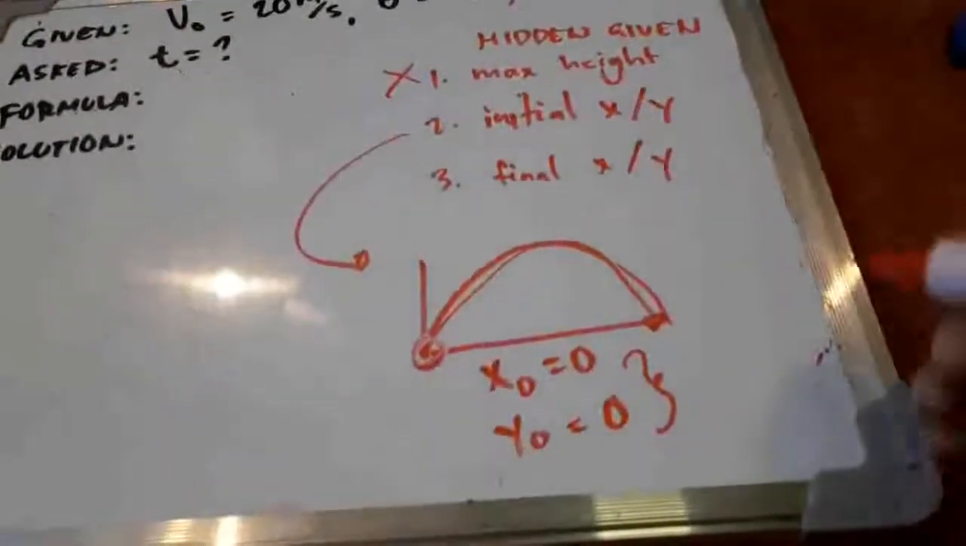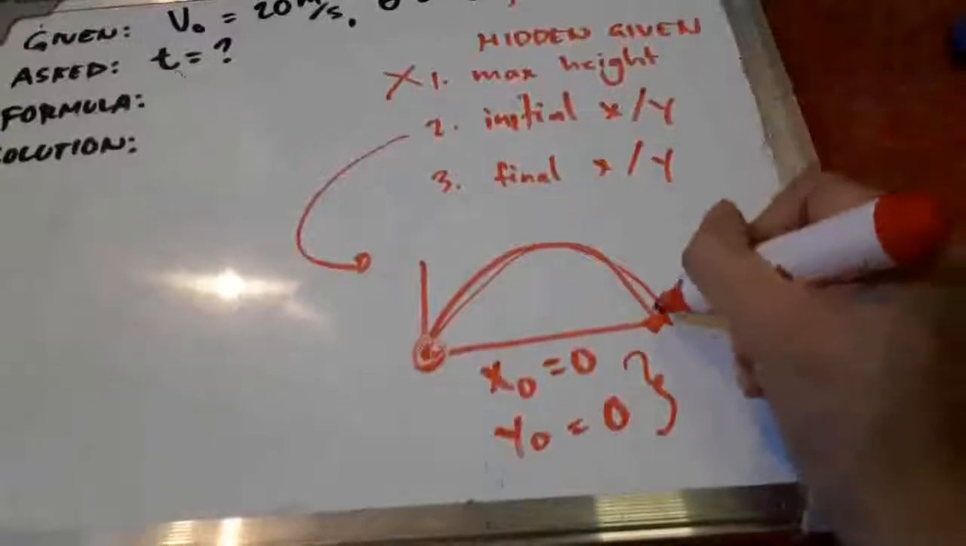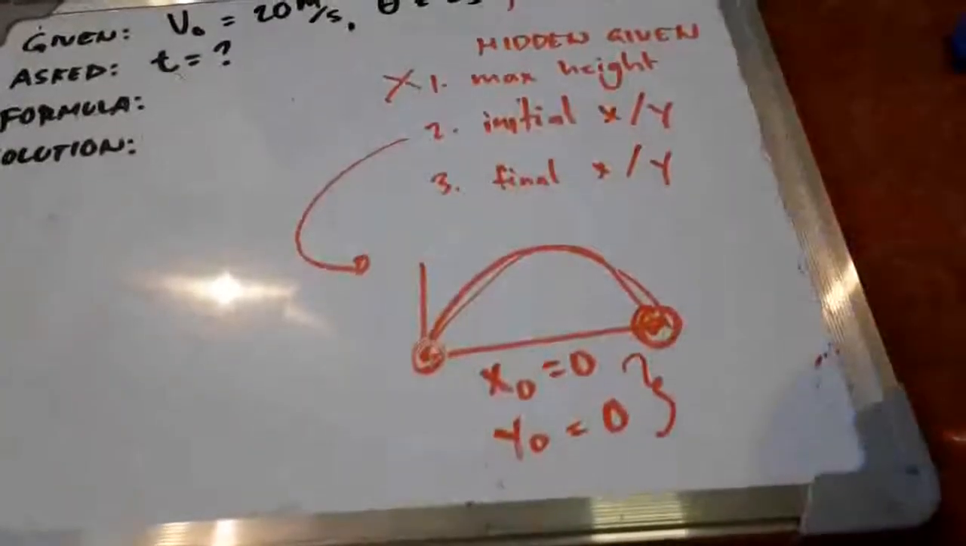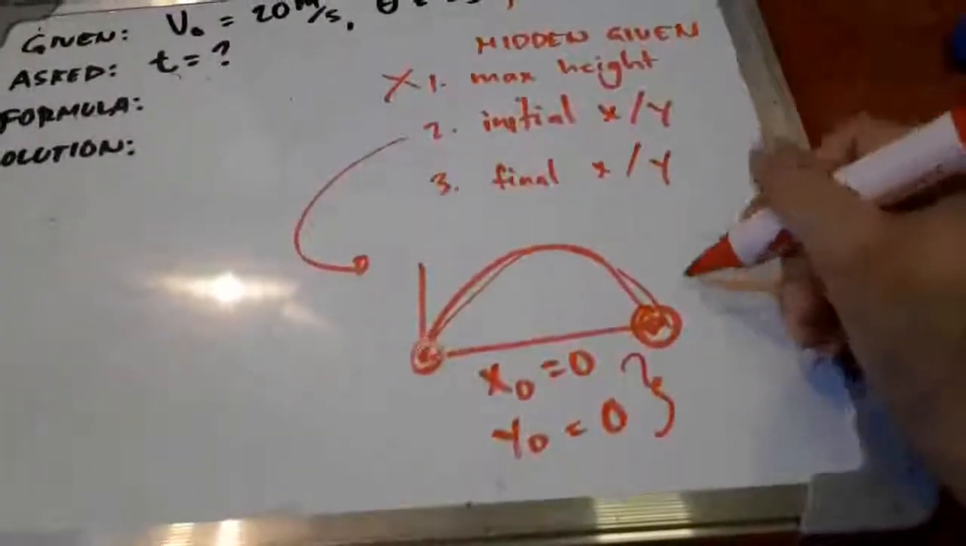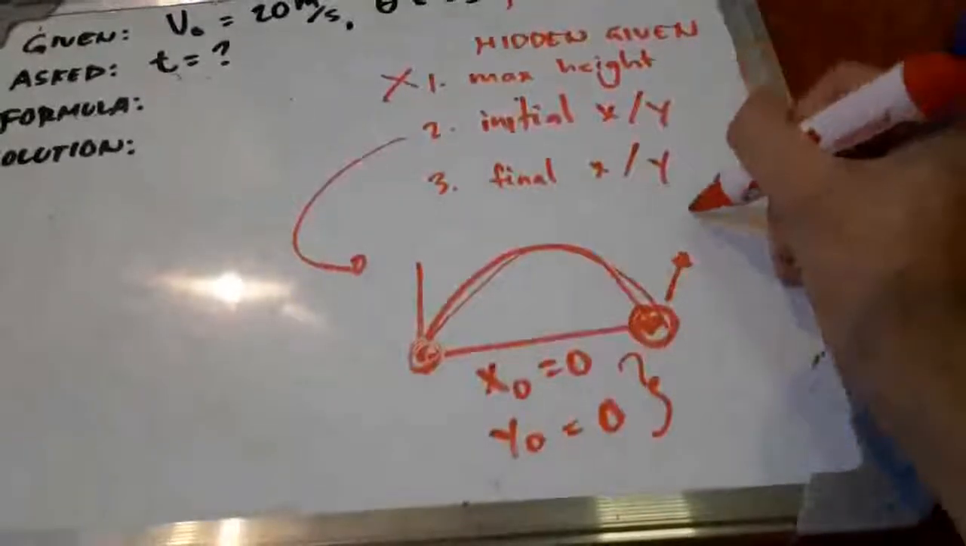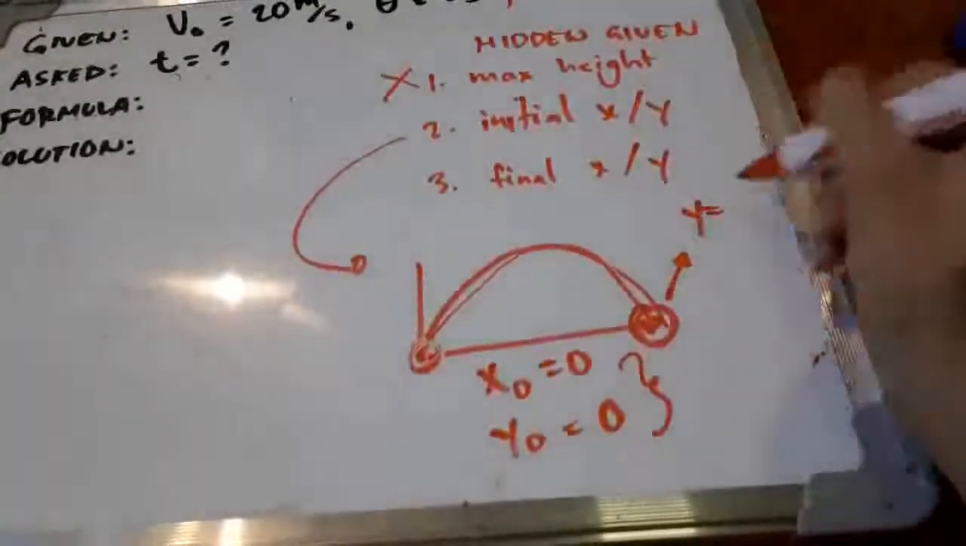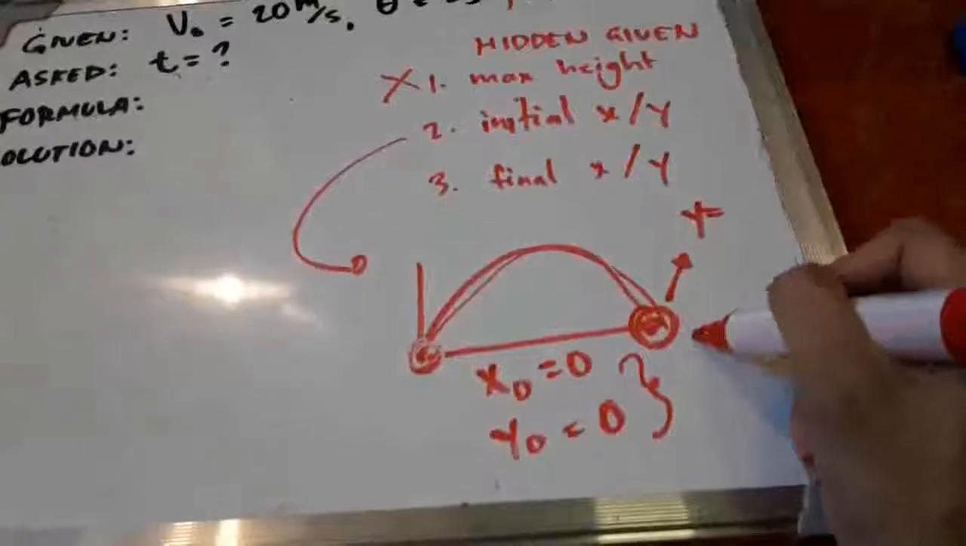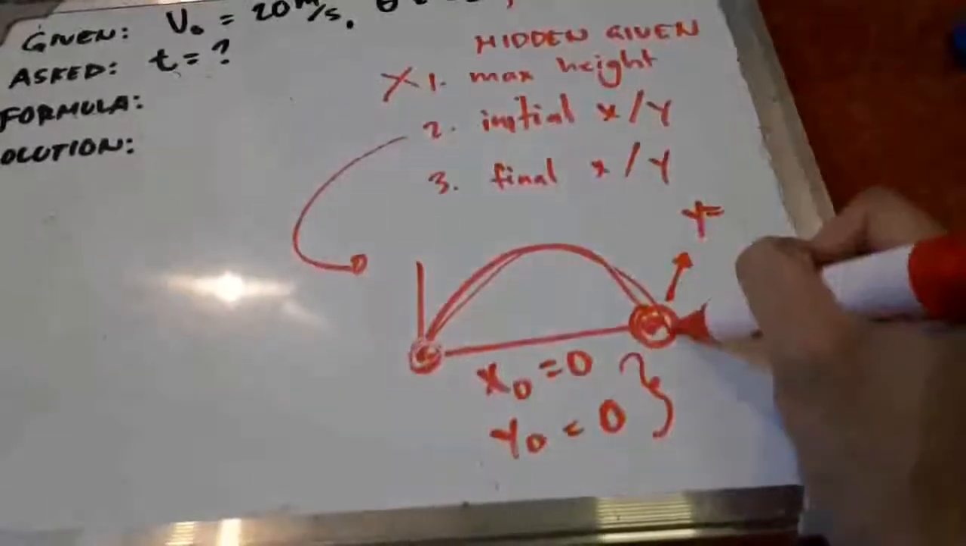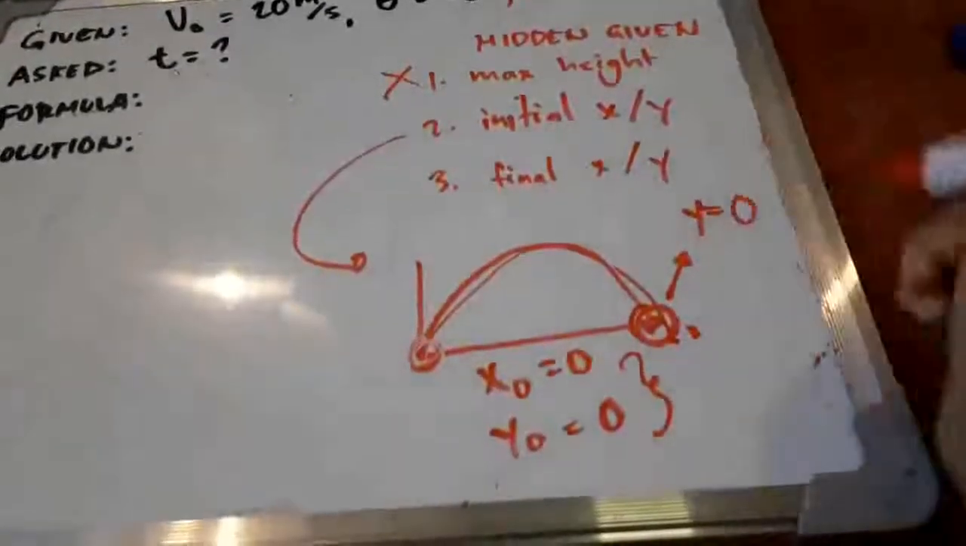Another hidden given is your final x and final y. If we look at the final resting place of your projectile, we should be able to get the final y, which should be equal to, again, if it hits the ground, your height when you're on the ground and you can't get up is 0.